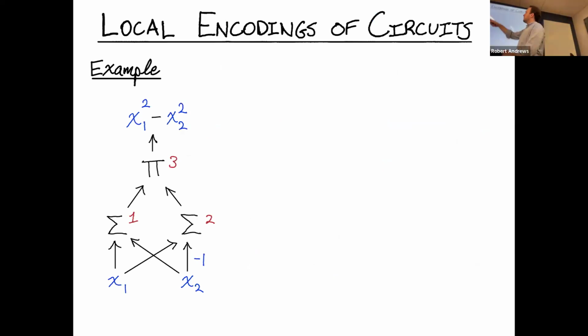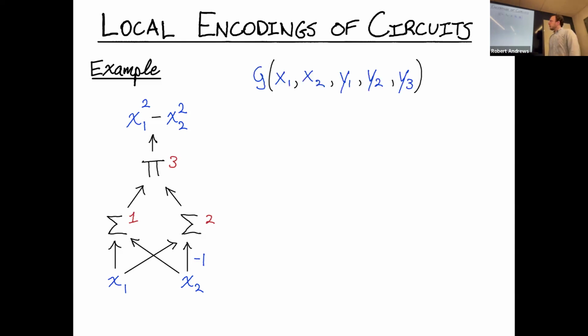We're bringing back this circuit from the second slide. You should think of this as our hard polynomial, x1 squared minus x2 squared. Of course, it's not hard. Here's a small circuit, but imagine this was the determinant. I just don't want to draw the circuit for the determinant. I've numbered the gates here, 1, 2, and 3. What I'm going to do is come up with what I'll call a local encoding of this circuit, some sort of Cook-Levin style encoding. So here's the generator I'll build from this circuit.